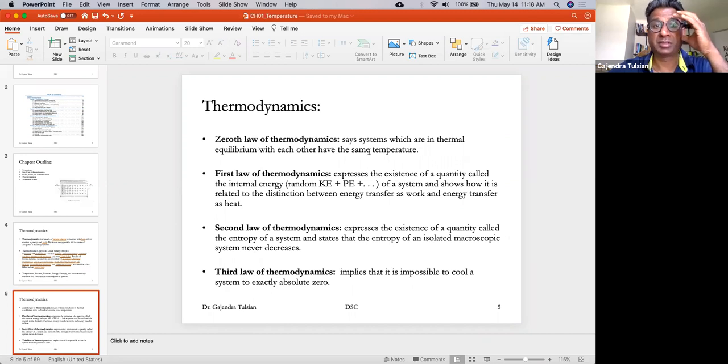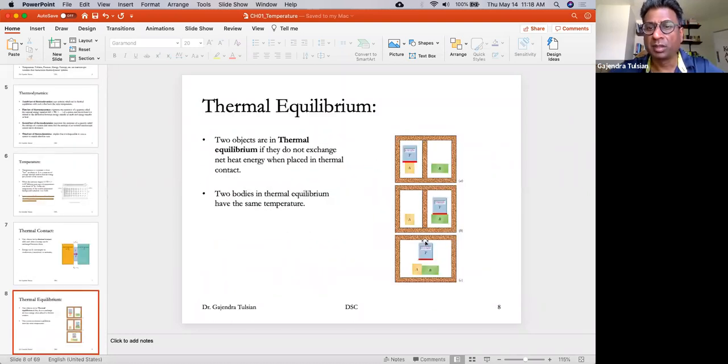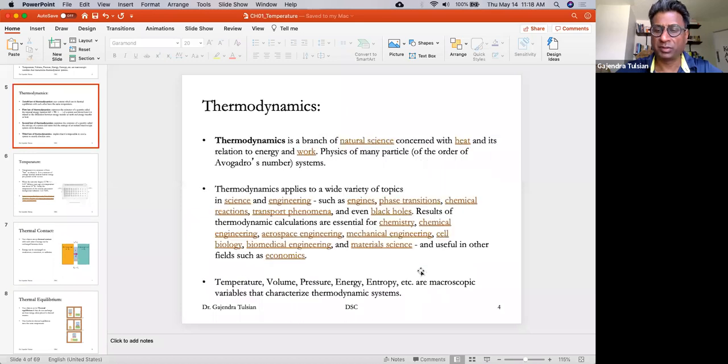The 0th law says systems in thermal equilibrium have the same temperature. What that means is, here are 2 systems: the temperature of system A is T, temperature of system B is T. And if you bring them in thermal contact, meaning if they could exchange heat, if they're the same temperature, there will be no net exchange of heat. They will be exchanging heat, but there's no net. If this guy gives him 10 joules of heat, this guy is giving him back 10 joules of heat. So there's no net exchange of heat. And that's what the 0th law of thermodynamics says.